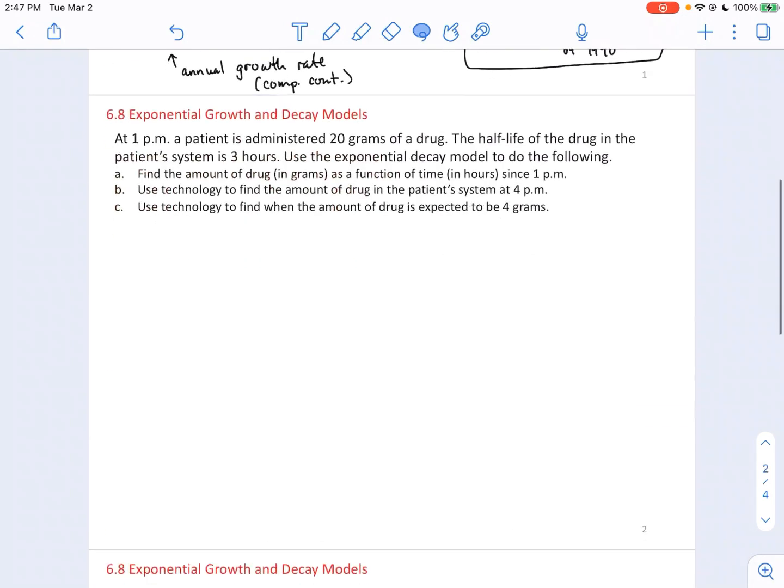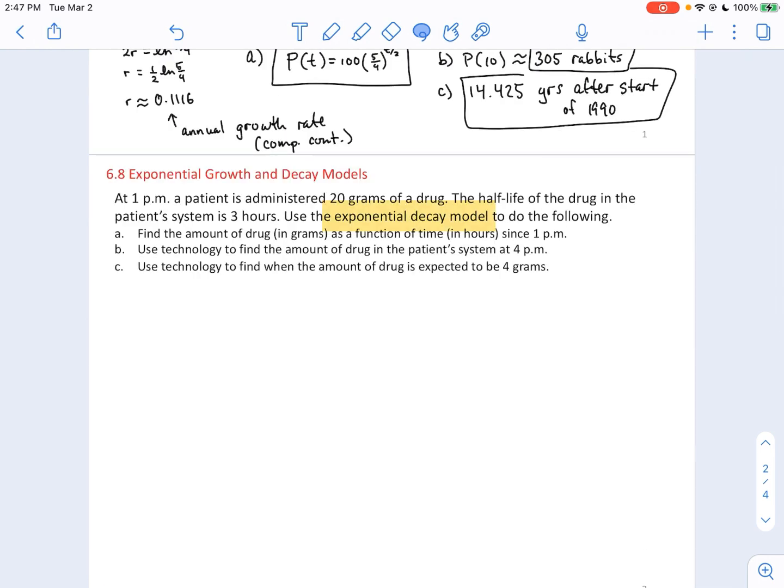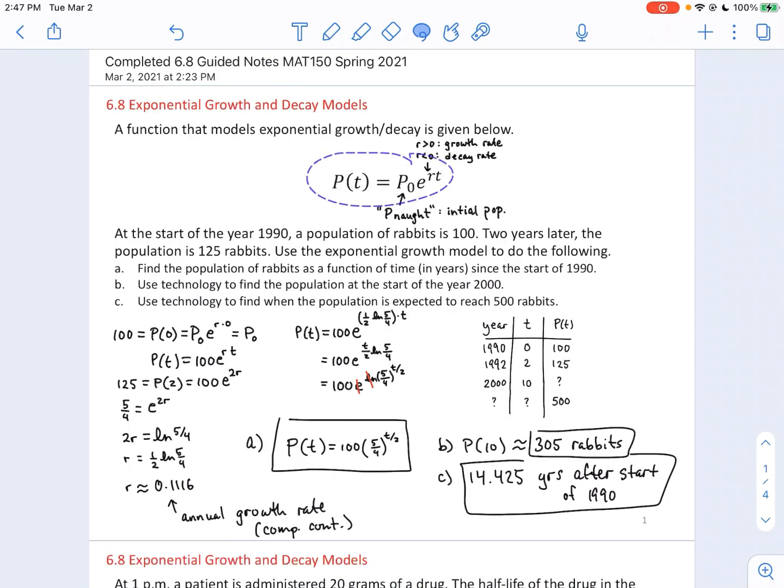Now let's look at the next example. At 1 p.m., a patient is administered 20 grams of a drug. The half-life of the drug in the patient's system is 3 hours. Use the exponential decay model. So when it says exponential growth or exponential decay, those are key phrases that are telling us to use this model here. It's the same model, it's just that r will be positive or negative depending on whether we're talking about exponential growth or decay. Sometimes it's called the law of uninhibited growth because these exponential curves grow and grow and grow forever without any restrictions, which isn't really realistic because every environment can only support so much of a population.